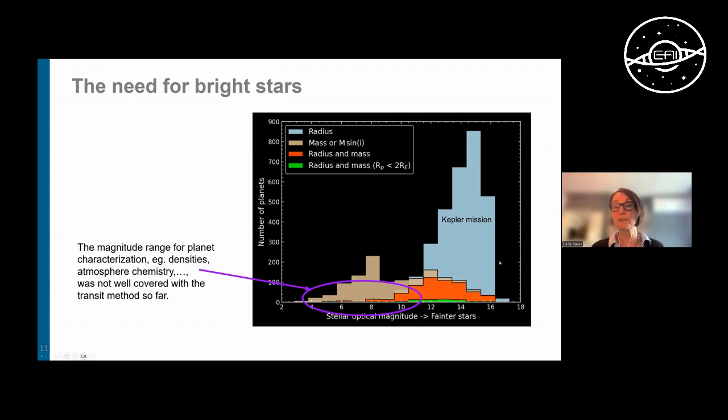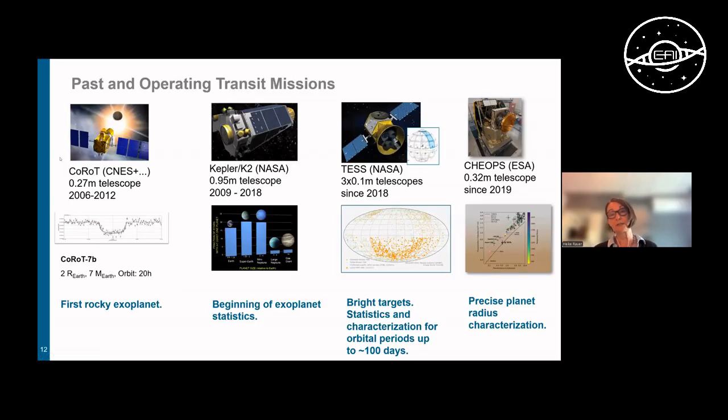So from this, the message was very, very clear. Kepler was a great mission, but we need to detect planets in a magnitude range which has a larger overlap with the radial velocity method. And that is actually what is done. So if you look at the history of transiting space missions, the whole thing started with CoRoT.